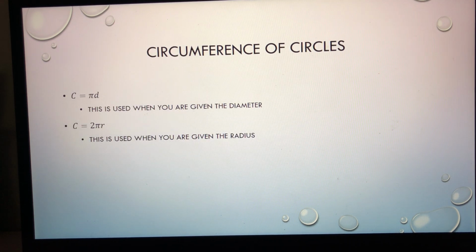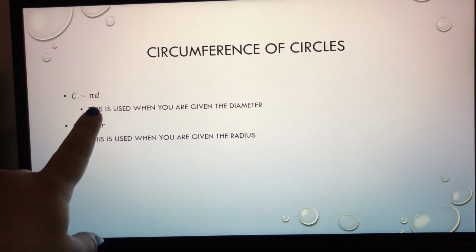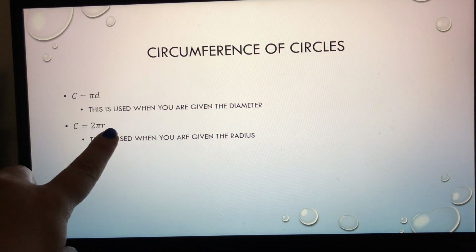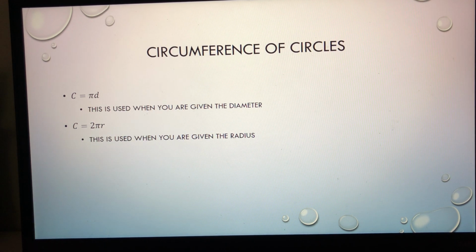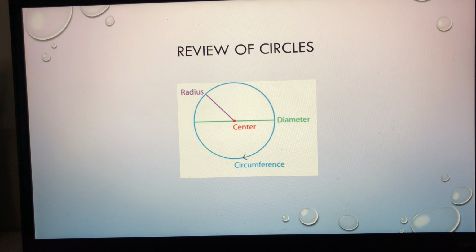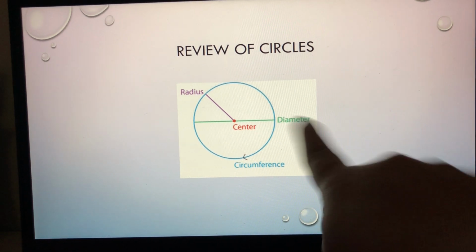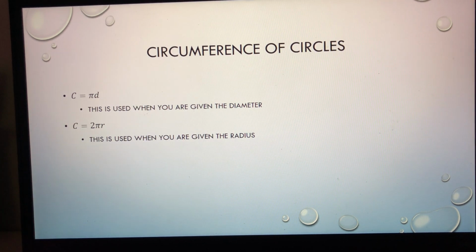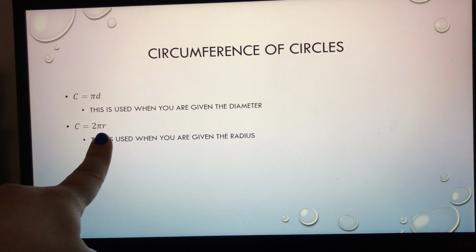For circumference of circles, we have two different formulas that we can use. It's either going to be pi times diameter, or it's going to be 2 times pi times radius. It all depends on which one you're given, whether you're given the full length of the circle or only half the length of the circle. You can really see from this picture: if I'm given the full length, I'm going to be using the top formula. And if I'm given the half length, I'm going to be using the bottom formula.